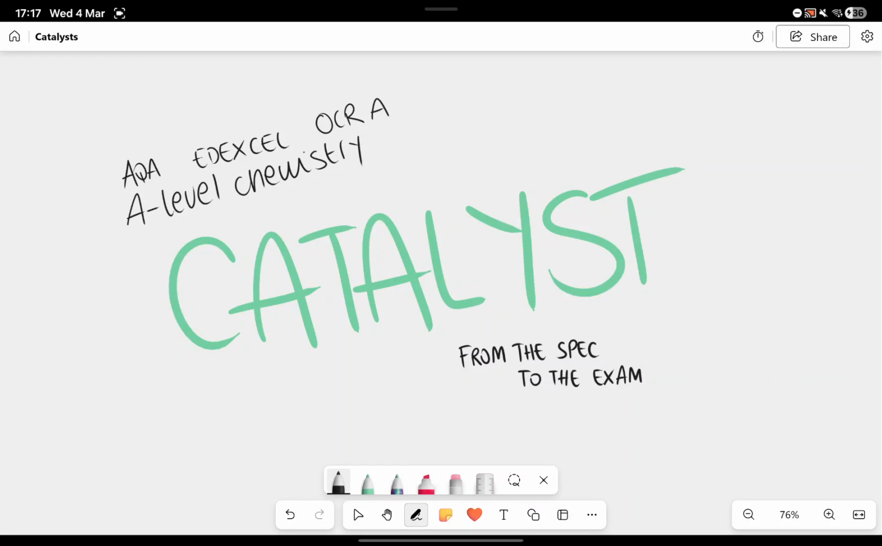Today's topic is catalyst. We're going to revisit very briefly the basics and then dive deep into the transition metal equations that you need to know. No matter which exam board you are doing, you have to be able to explain the role of the catalyst by writing a nice and clear definition.